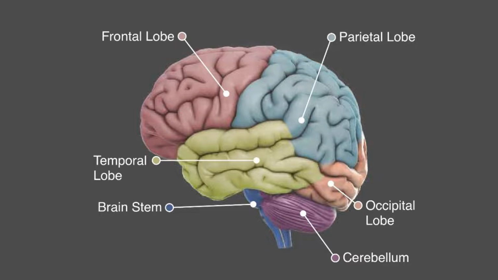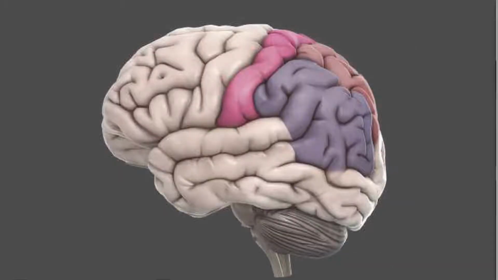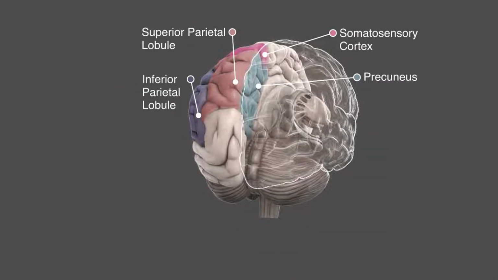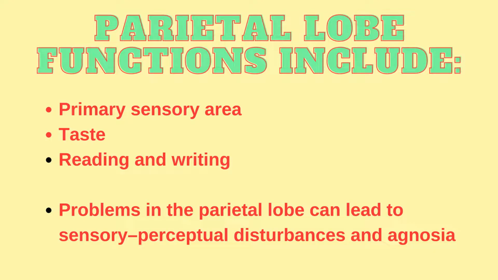Here I have an image of the parietal lobe, and we know the parietal lobe plays an important role in integrating information from different senses to build a coherent picture of the world. Let's take a look at parietal lobe functions.